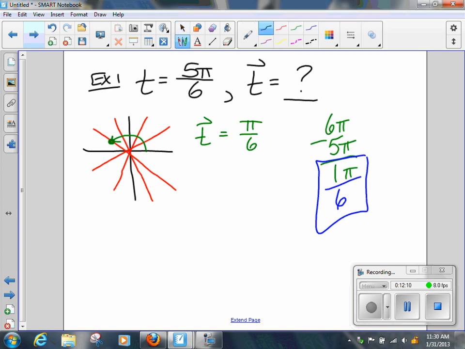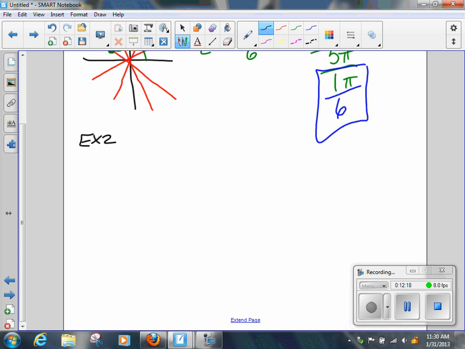Questions? Are we cool with this? How about this one? What about negative 2 pi over 3? Our angle T is negative 2 pi over 3. I want you to find the reference angle. You do that one for me.